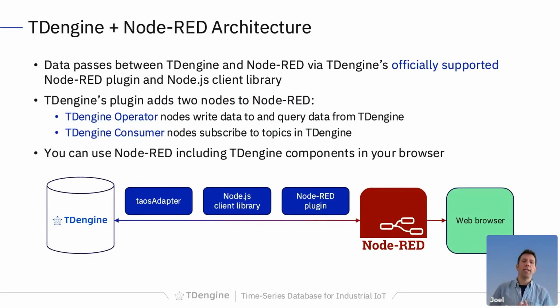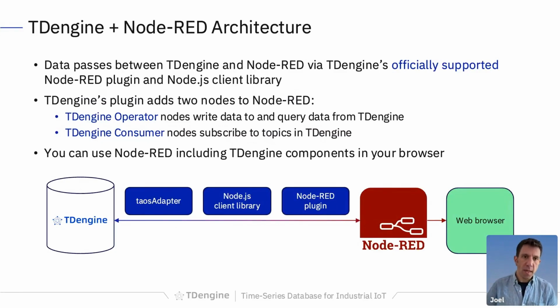So here's an architecture diagram of what we're going to be building today in the demo. On the far right, you have the web browser and the user, next to Node-RED. And then inside of Node-RED, moving left, we have the Node-RED plugin, our client library, and then that is going to connect to TDengine via the TDengine taosAdapter, which is a component of TDengine.